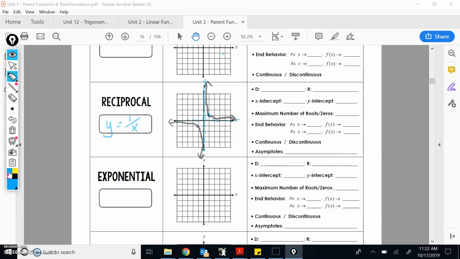Thinking about the domain and range, the domain is all x's not equal to 0. And the same thing with the range. It's not x's, it's y's. It's all y's that are not 0 as well.